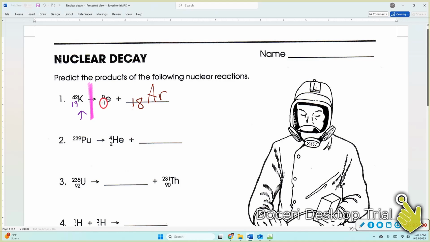Now, take a step back. I'm sorry, I messed up. -1 plus what gives you 19? -1 plus 20, actually, not 18. Sorry, I'm a little slow here. 20 is not argon. 20 is calcium. Again, you can mess up and learn from it, right? So calcium there, calcium 20.